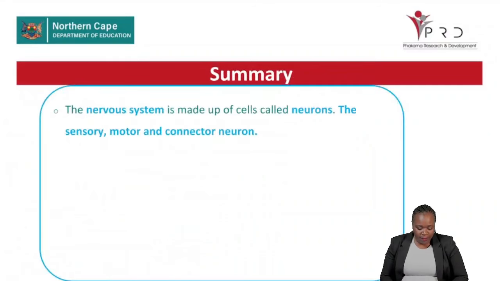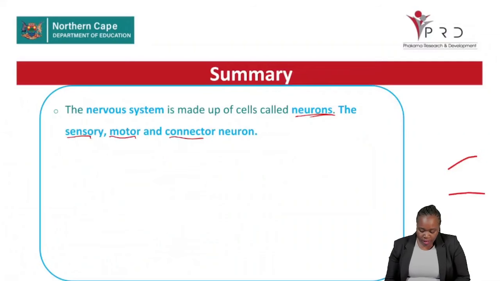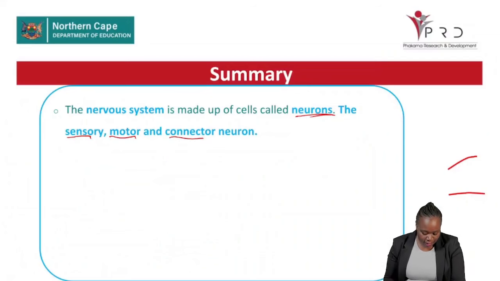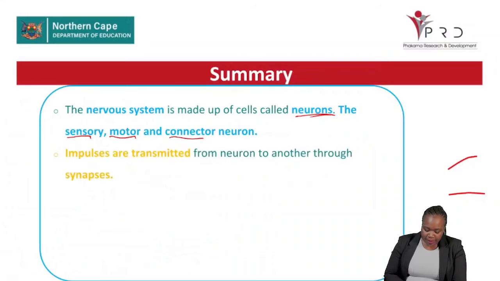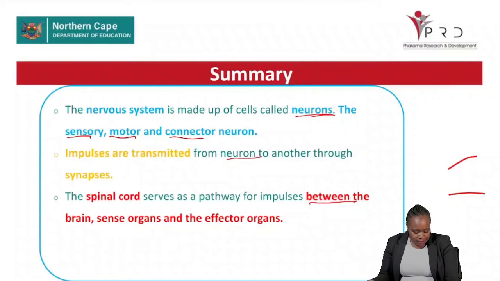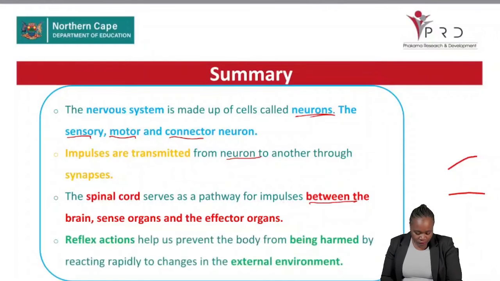Okay, let's have a look at our summary. So remember, the nervous system is made up of cells. Those cells are called neurons. We have 3 types: the sensory, the motor, and the connector neuron. And there is the transmission of impulses in that order. And then secondly, impulses are transmitted from the one neuron to another through synapses. And then the spinal cord serves as a pathway for impulses between the brain, the sense organs, and the effector organs. So the sense organs to the brain and back to the effector organs for a reaction.